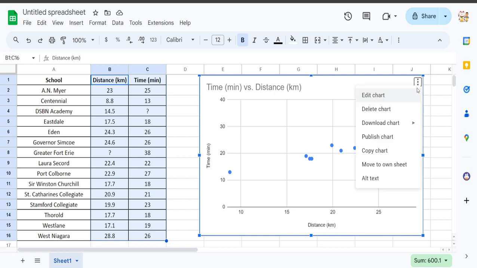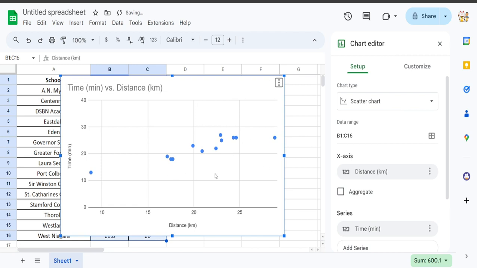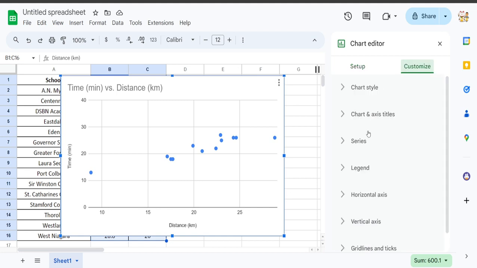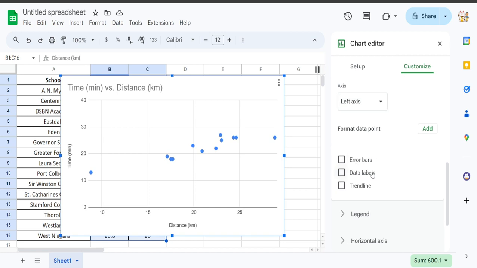So I've created my scatter plot. I want to now create a line of best fit, a line to represent or model this data. If I go over to edit, click the three little buttons, click edit chart, go to customize, and click on series, I'm going to scroll down until I see something called a trend line. A trend line is another word for a line of best fit. I'm going to check off that box, and now we see our line.